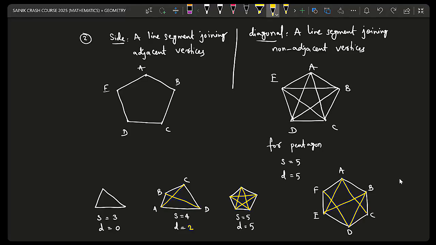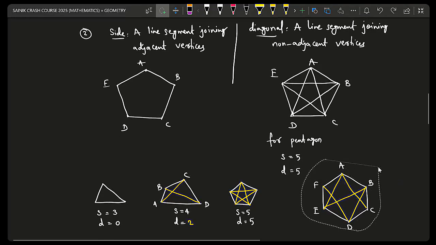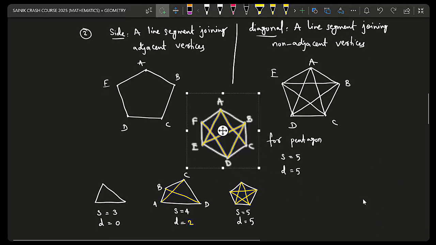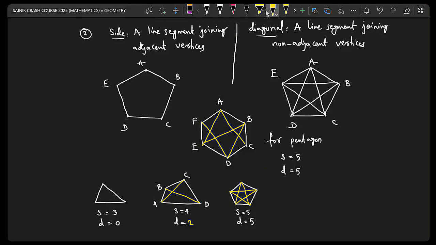Is the figure visible to you or not? Sir, you can scroll. Is this visible now? Yes, sir. Okay, now you tell me. 5 diagonals are over. Next diagonals you have to find. Okay, sir. I am doing.